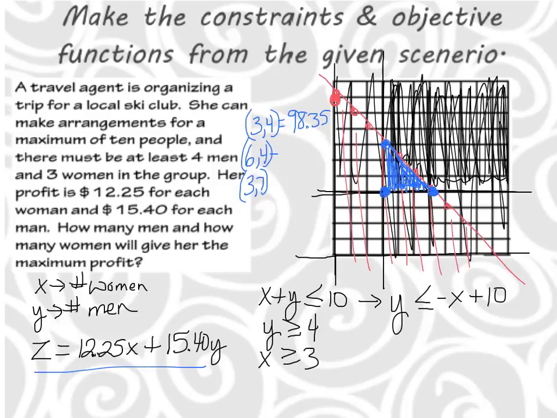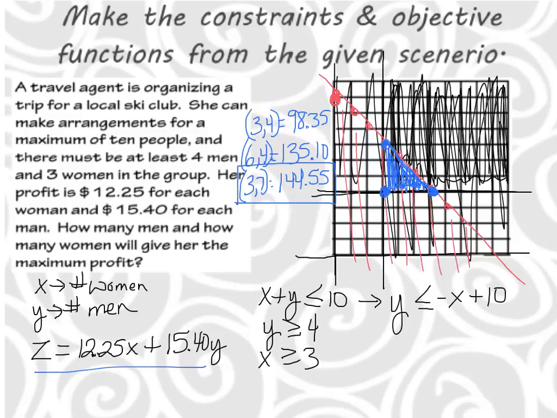Or if we did 6, 4, we would get 135.10. So that's a better deal. All right, and then the last one, if we did 3 and 7, she would make 144.55. Okay, so remember you're looking to maximize her profit, and so you're looking for the one that gets you the largest number back, which would be the 3, 7, because she makes $144.55.